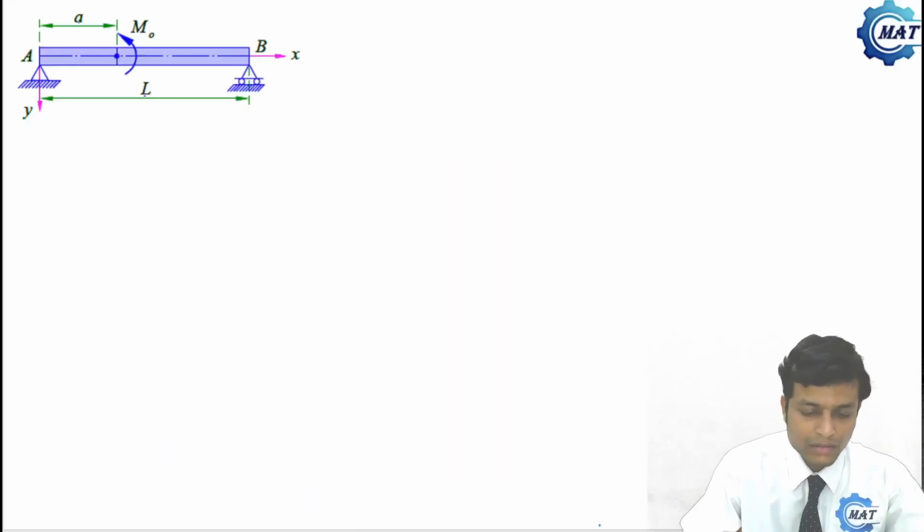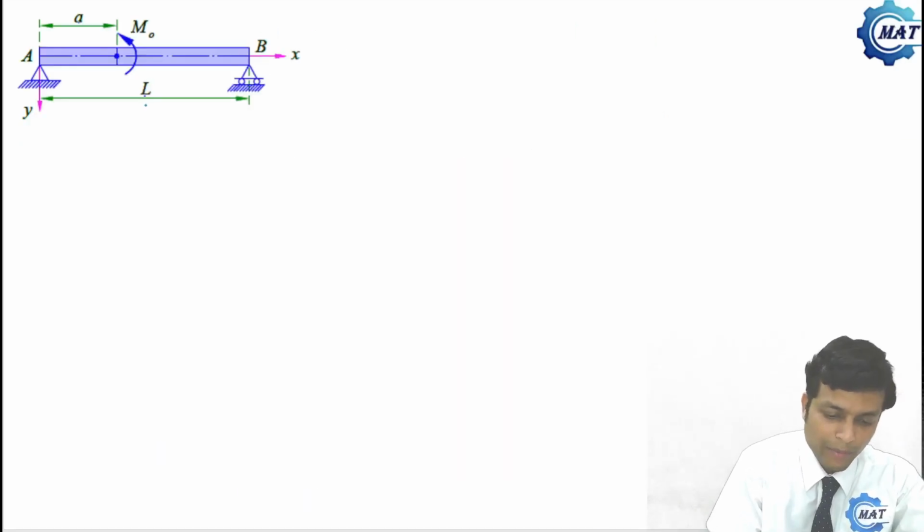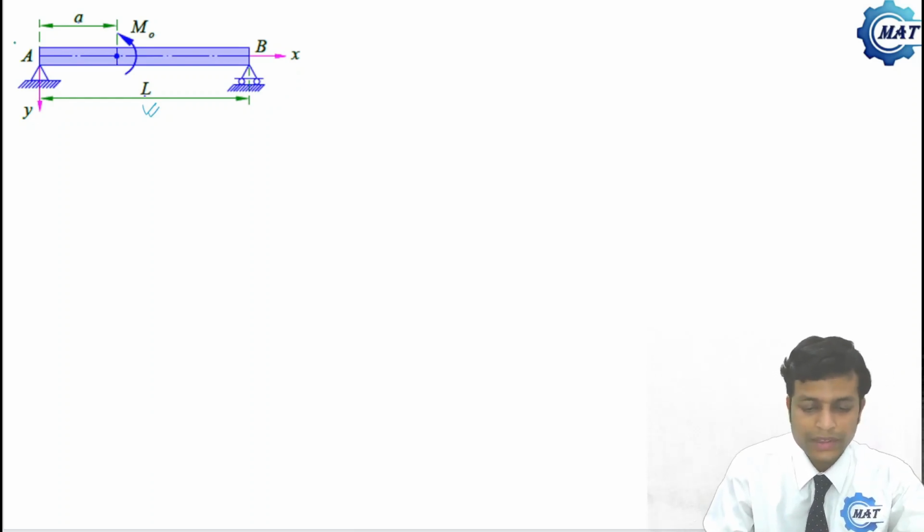Now here, one simply supported beam of length L is subjected to a concentrated bending moment M0 at a distance A from the left hand support A. Now what will be the bending moment and shear force diagram? So let us draw the shear force and bending moment diagram.